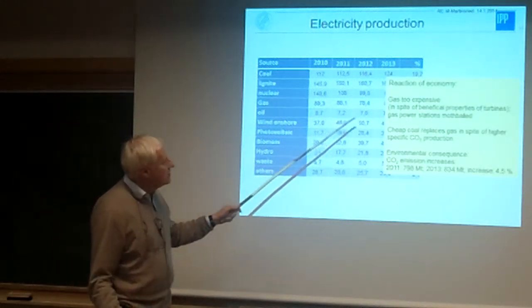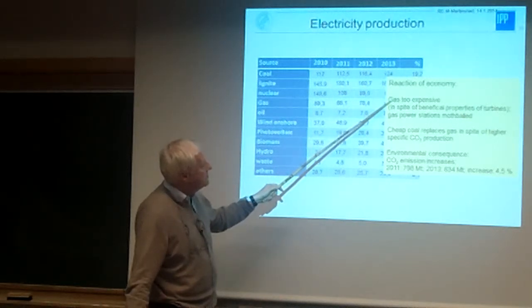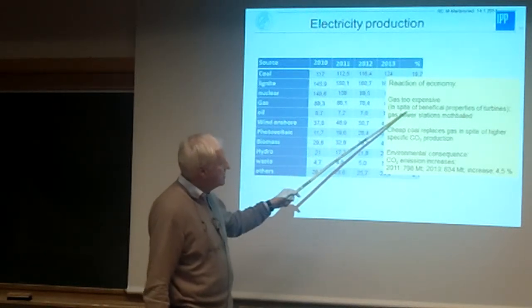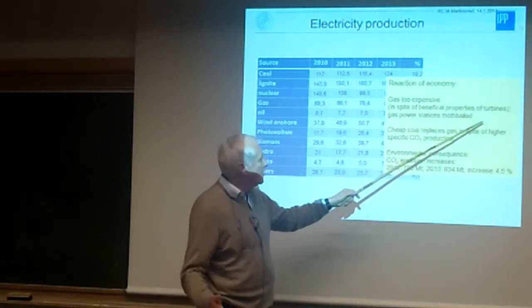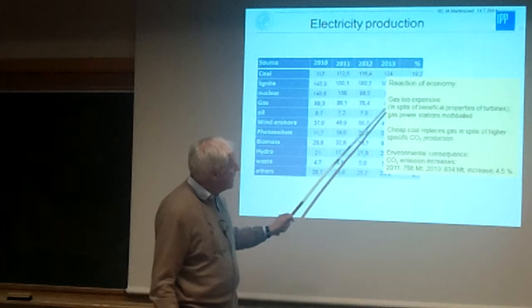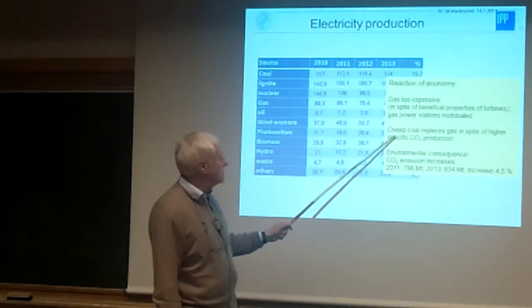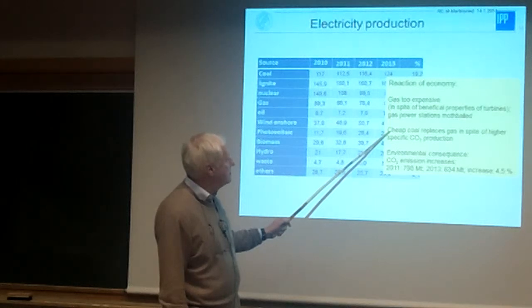So the reaction of the economy in this period is that gas now is too expensive in spite of the beneficial properties it has with respect to operating turbines. Gas power stations are mothballed now, not operated any longer. And this is a legality issue now, how to continue with those because we need them.